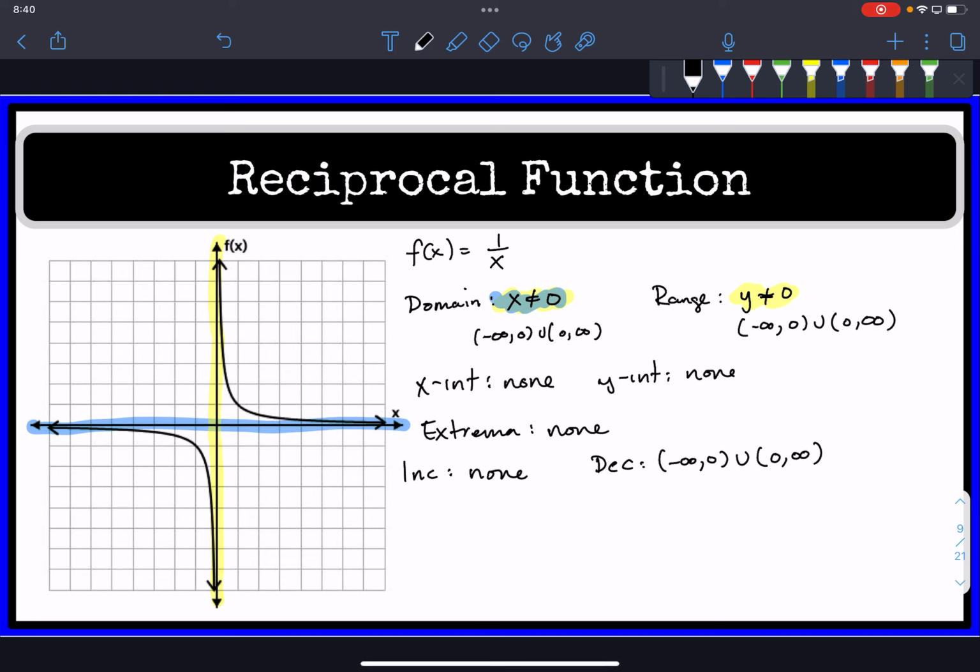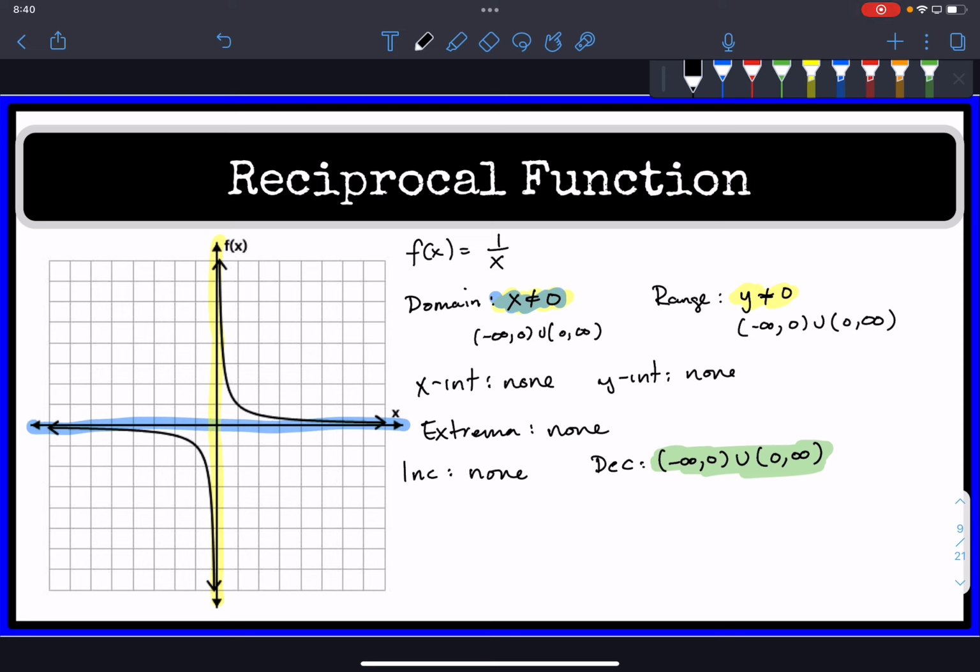For this one here, I have no other option but to write the interval like this. I can't say that it's decreasing except at 0. I have to write it as the interval from negative infinity to 0 and from 0 to infinity. It just makes more sense.